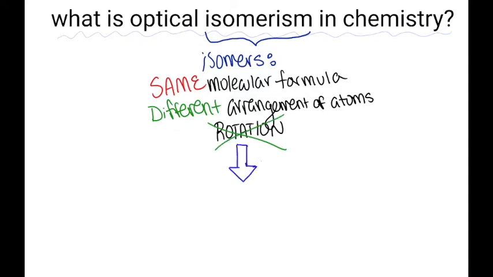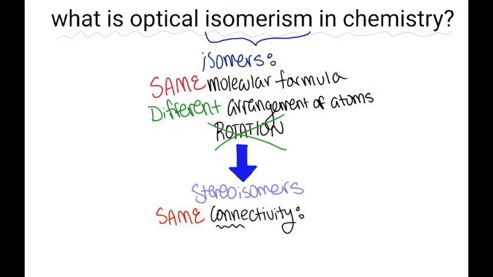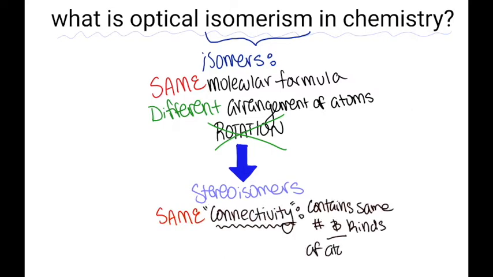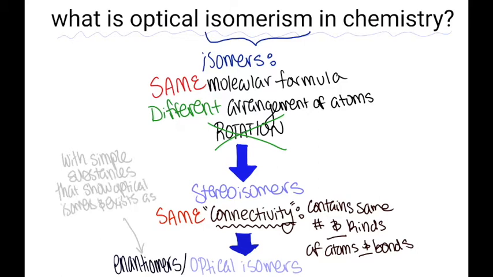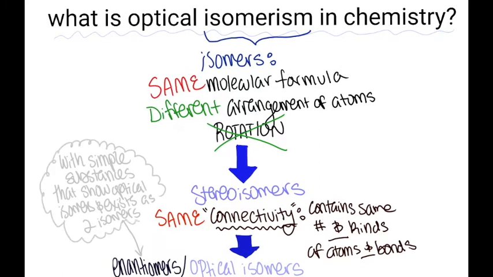Stereo-isomers are a form of isomers that have different spatial arrangements of the atoms, but have the same connectivity between them, which just means it contains the same number of and kinds of atoms and bonds. Optical isomerism is one form of stereo-isomerism, with simple substances that show optical isomerism existing as two isomers known as enantiomers. Optical isomers are named as such due to their effect on plane polarized light.